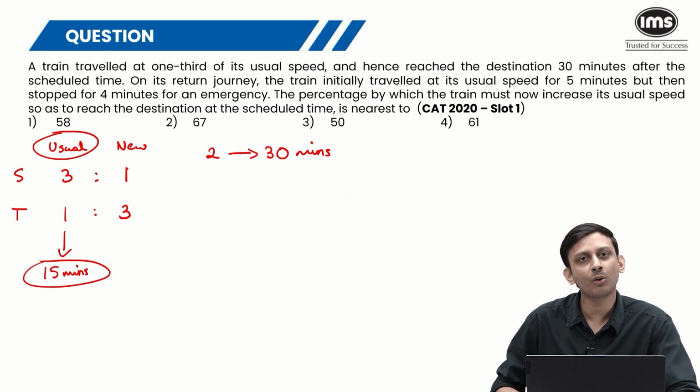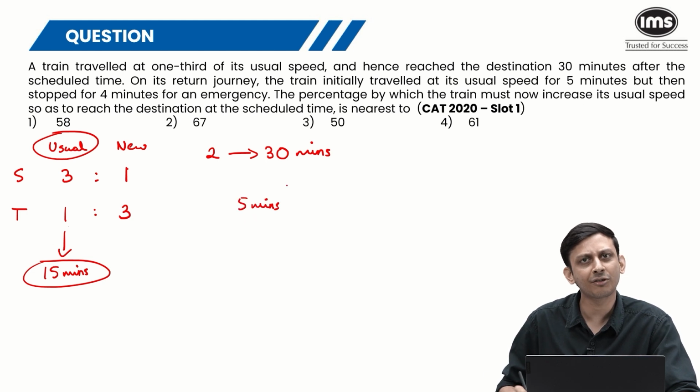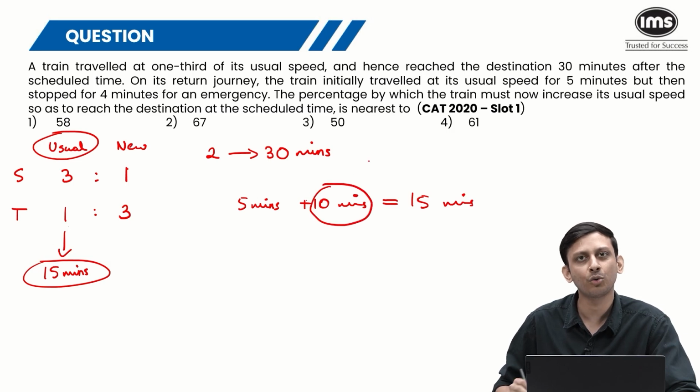Now, suppose it had not stopped. Okay, suppose it had traveled at the usual speed for 5 minutes and not stopped. Then it would have just been the usual situation, 5 minutes, and then the train would have needed another 10 minutes. And then the train would have reached on time because the total time we need is 15 minutes in the usual situation. So for the remaining part of the journey, the train would have taken 10 minutes, usually.